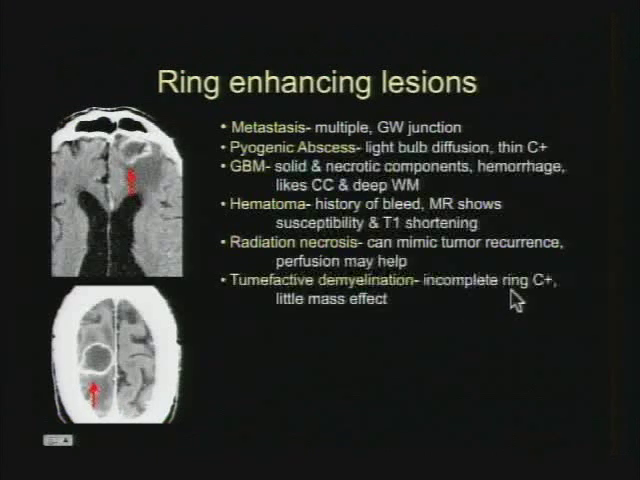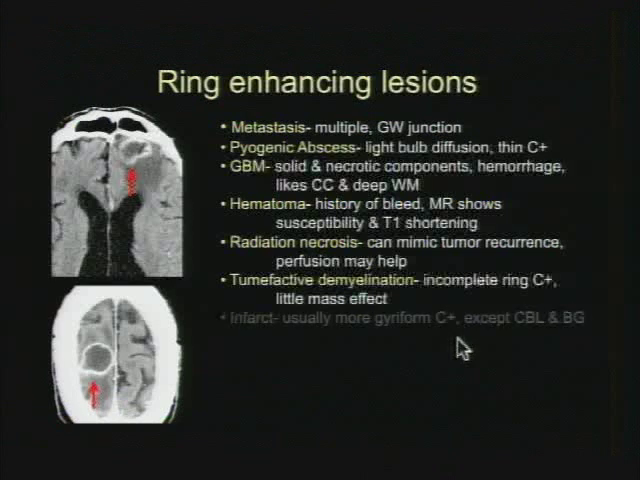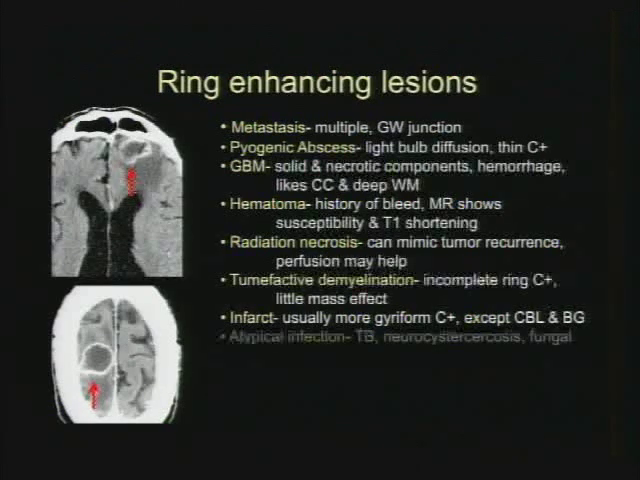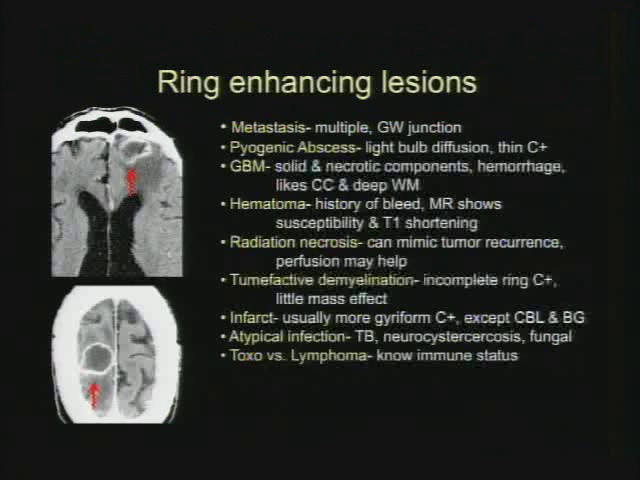So, incomplete rim of enhancement. One of the major clues is that for the size of the lesion, there's very little mass effect. An infarct is usually more gyriform, but remember in the cerebellum and in the basal ganglia, you can have more tumefactive enhancement. Atypical infections we'll discuss, and toxo versus lymphoma, and here again is where knowing the immune status is key.